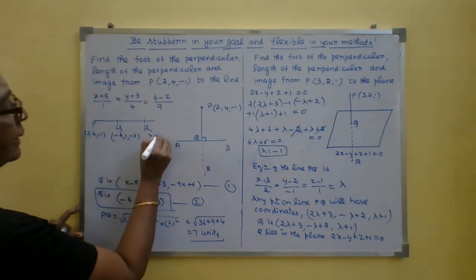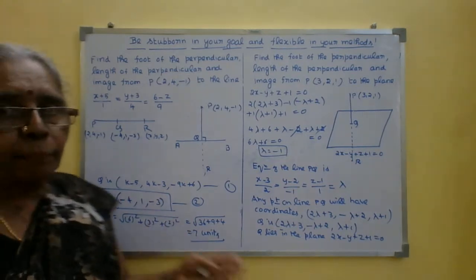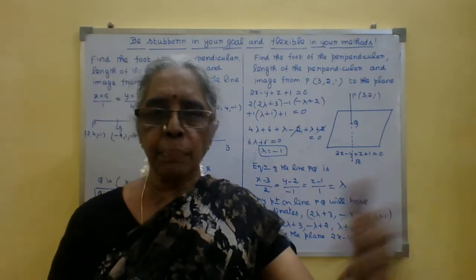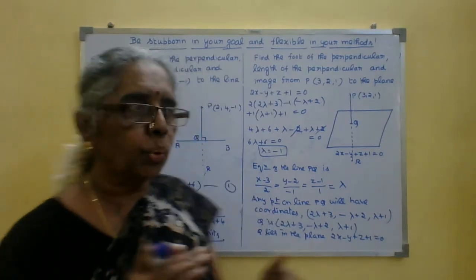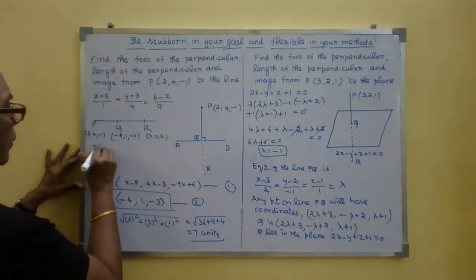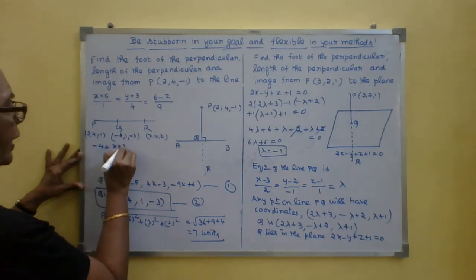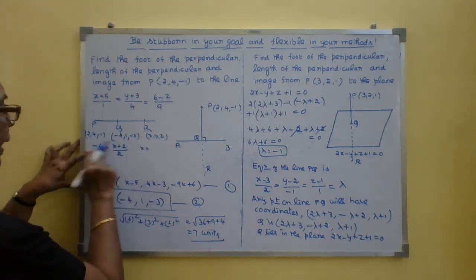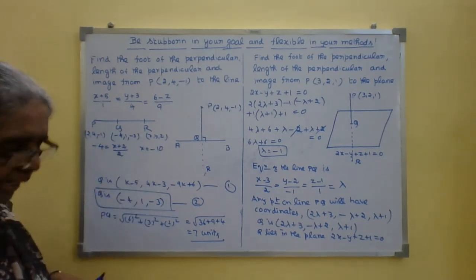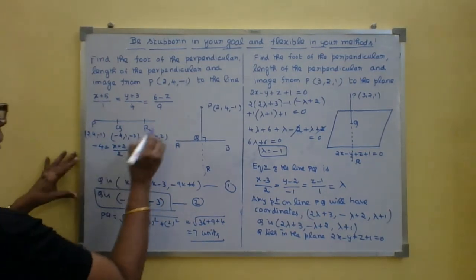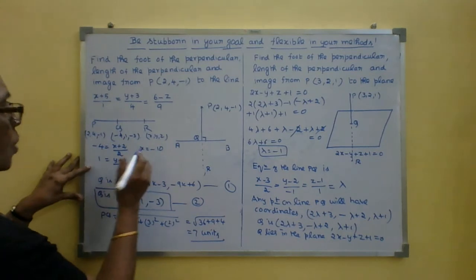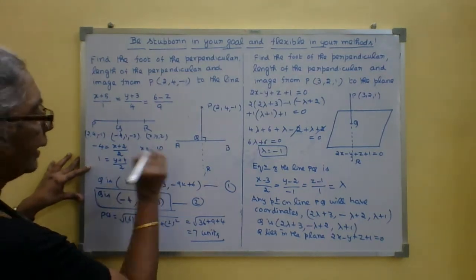Or let me take it as some x, y, z. Use the midpoint formula. You know the midpoint formula, (x1 plus x2) by 2, (y1 plus y2) by 2, (z1 plus z2) by 2. So I can write now minus 4 is equal to (x plus 2) by 2. So that gives me x is equal to minus 8 minus 2, that is minus 10. Then for y I will get 1 is equal to (y plus 4) by 2. So y plus 4 is 2. So y will become now minus 2.